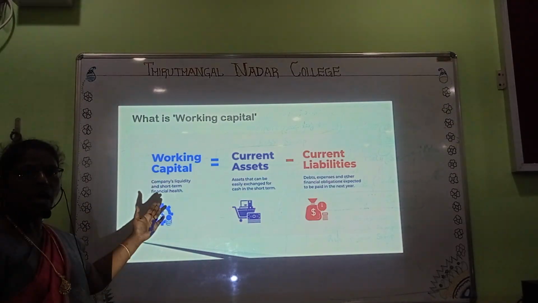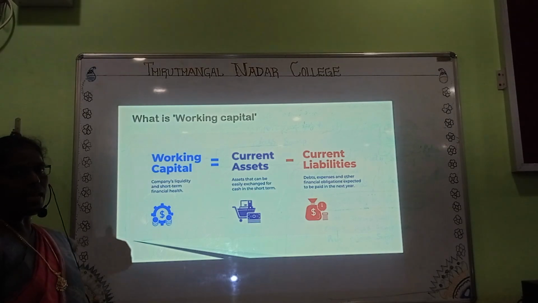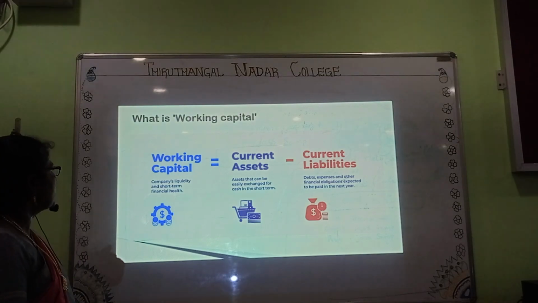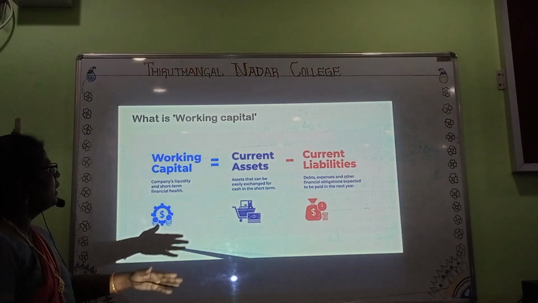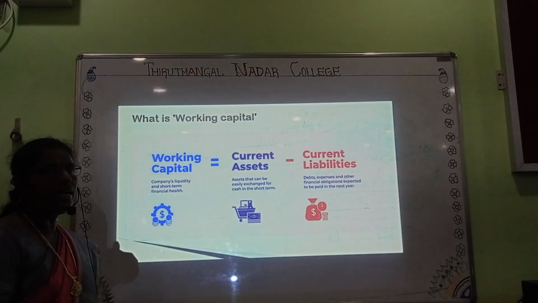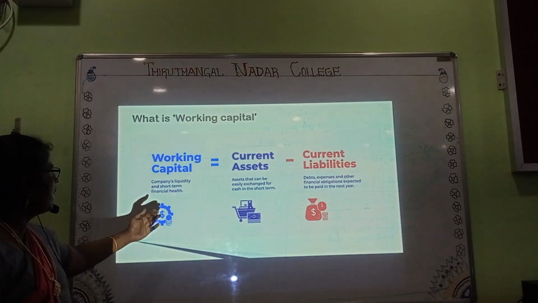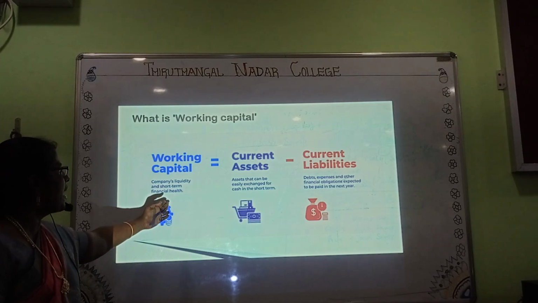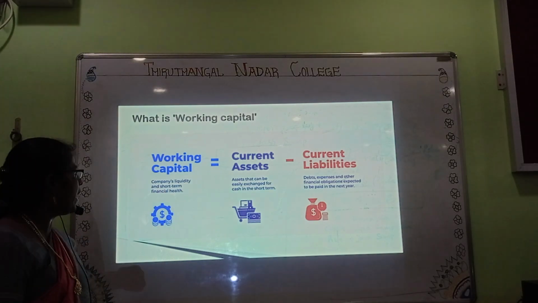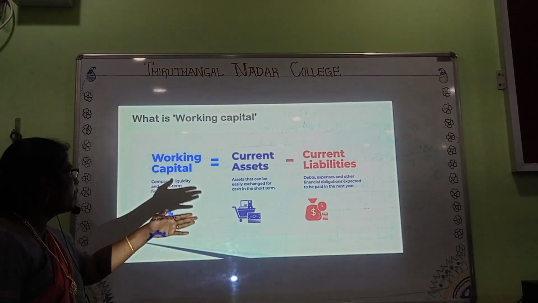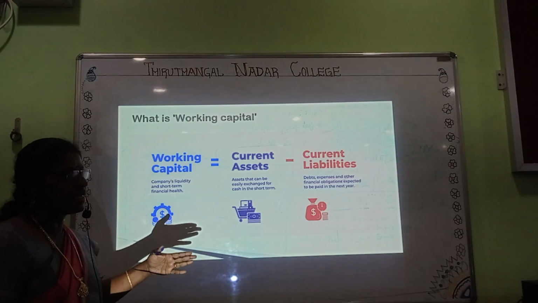Here you have the formula for working capital. Working capital is equal to current assets minus current liabilities. Working capital measures the financial health of the business, and it measures the liquidity of the business.